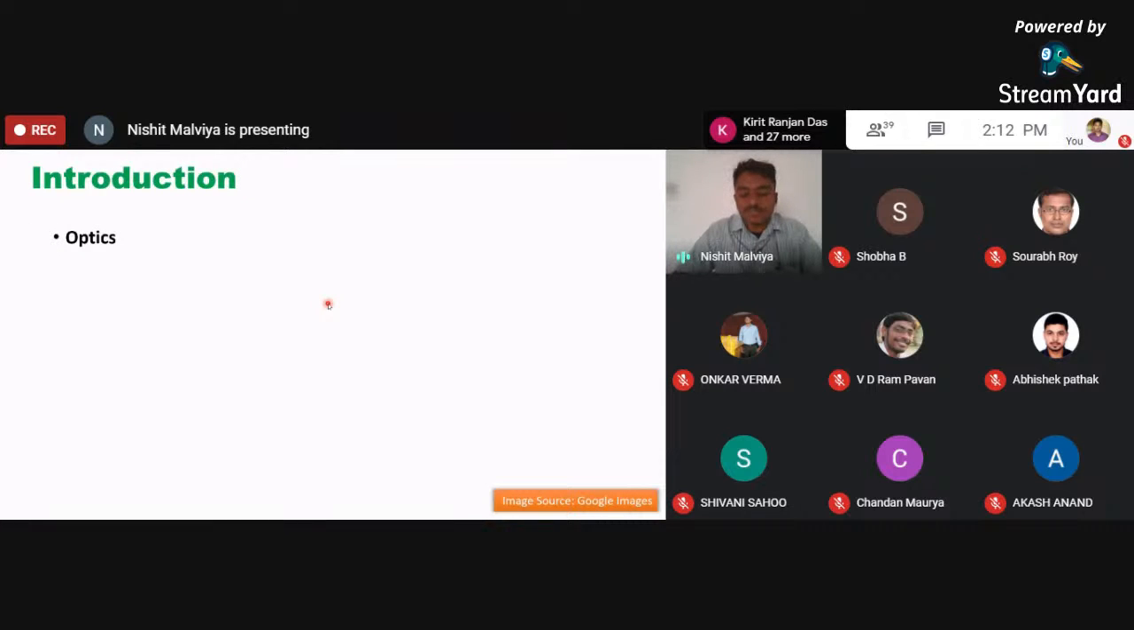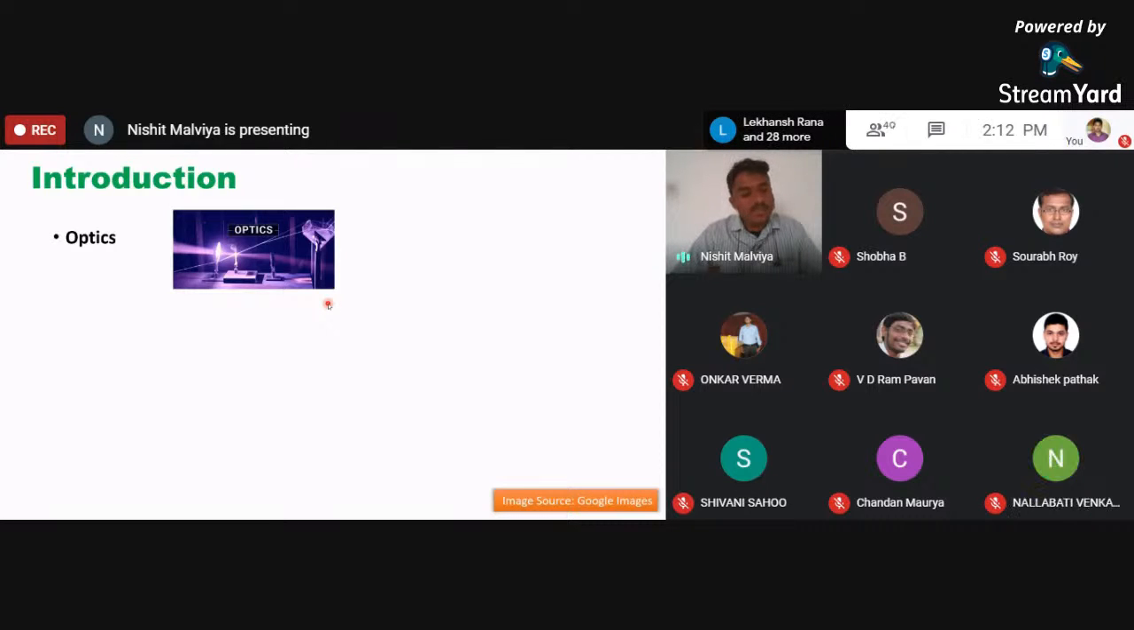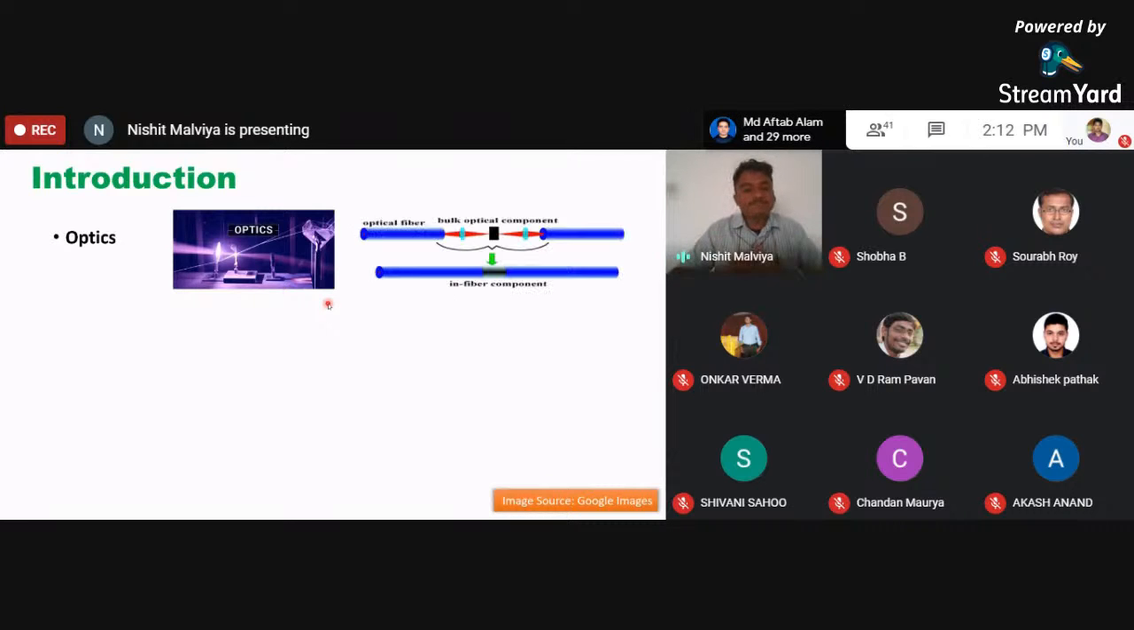So what is optics? When we discuss optics, we use a lot of lenses, polarizers, and detectors. We put all the components together on a table and analyze or study light using different materials and different optical components. An optical fiber also has a coupling component. That is all about optics. I am discussing all this on the basis of my experience.